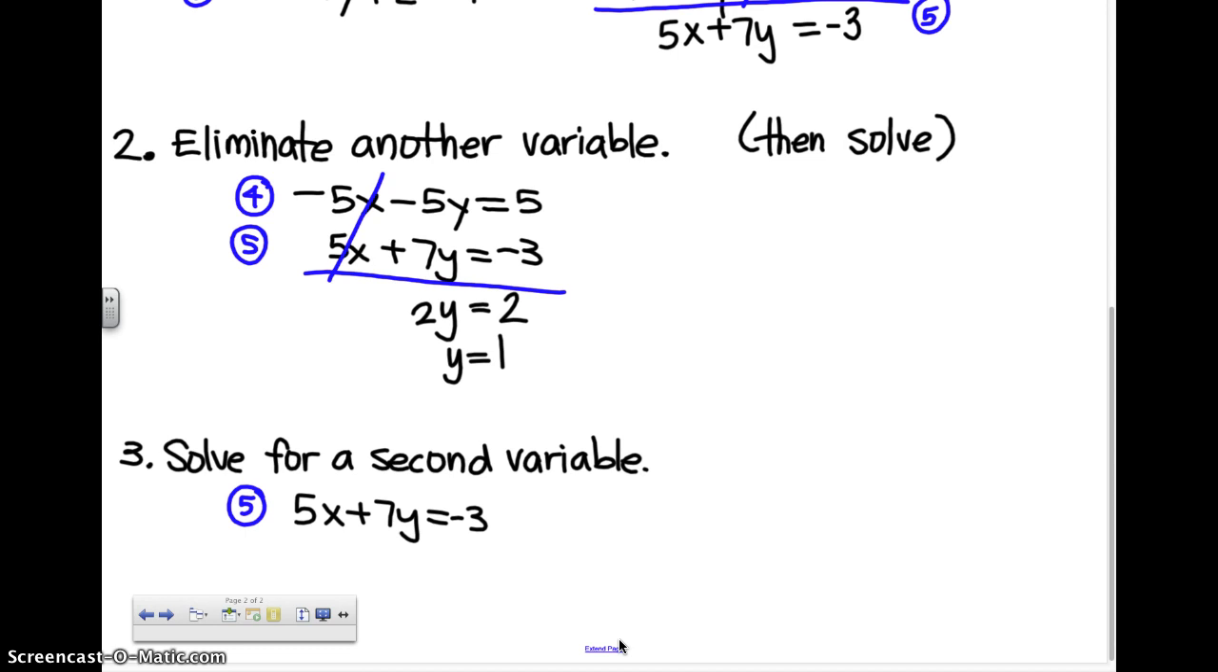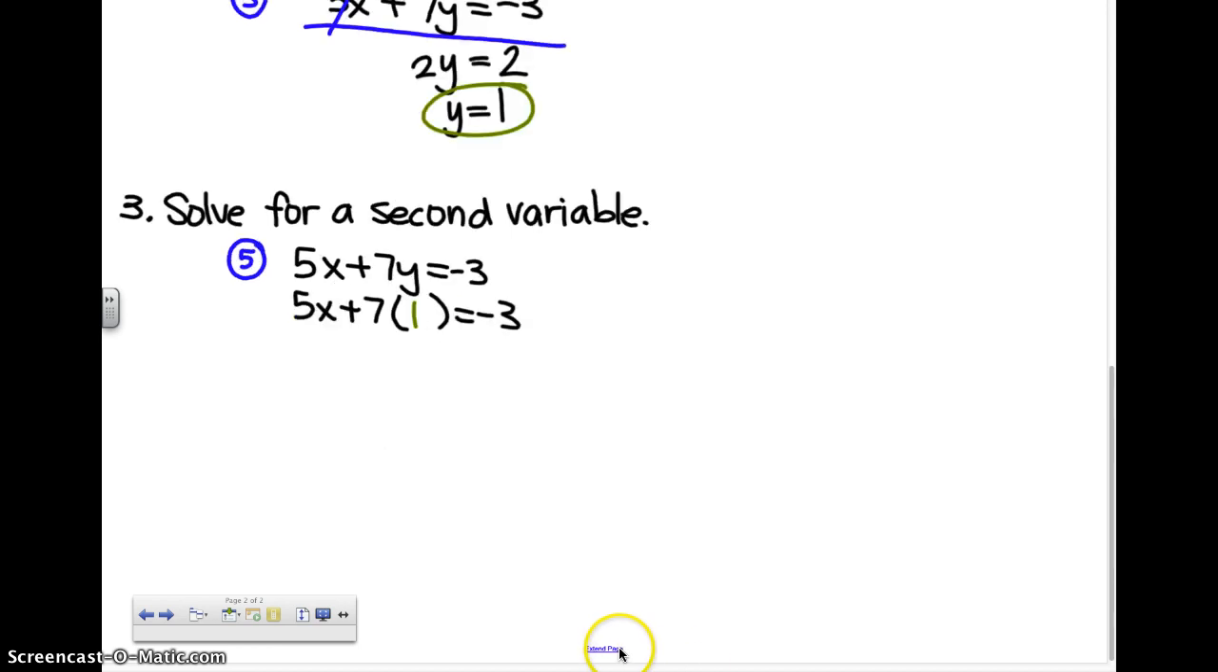But now, y equals 1. So 5x plus 7 times 1 equals negative 3. And so I'm going to take this all the way through and I'm going to solve it. I need a little more room. This is a long process. There's not a lot of homework problems for you. Okay?